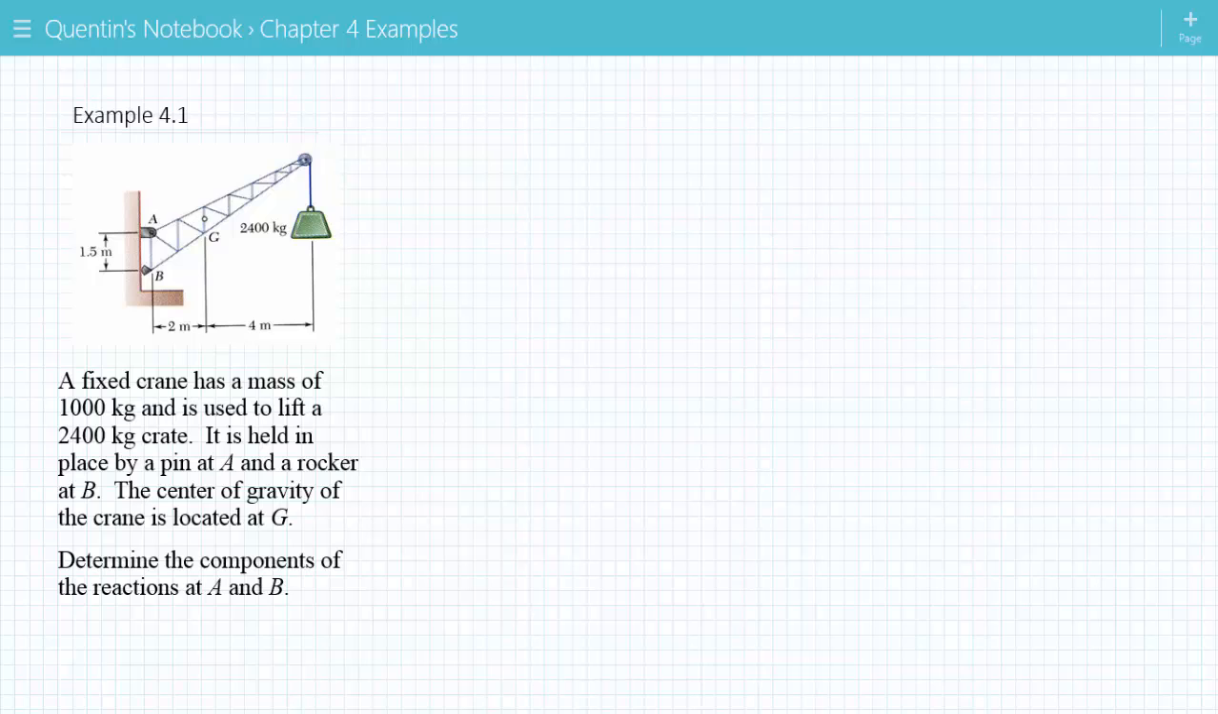Okay, let's look at example 4.1. In this example, we have this crane. A fixed crane has a mass of 1,000 kilograms and is used to lift a 2,400 kilogram crate. It is held in place by a pin at point A and a rocker at point B, and the center of gravity of the crane is located at point G. Determine the components of the reactions at A and B.